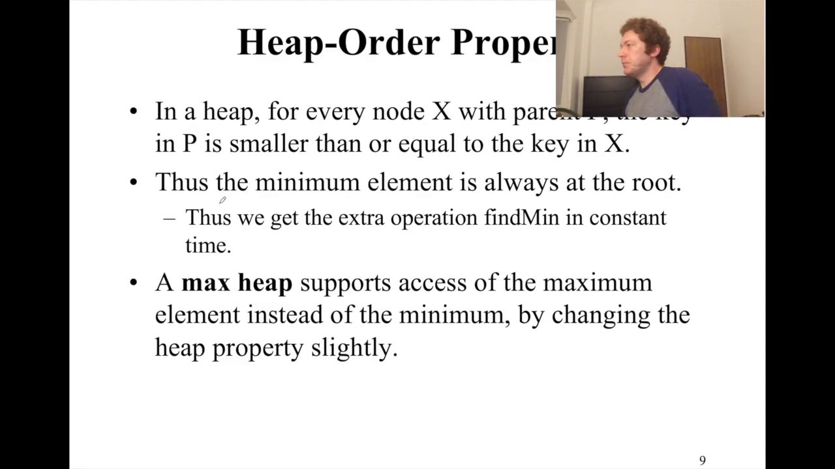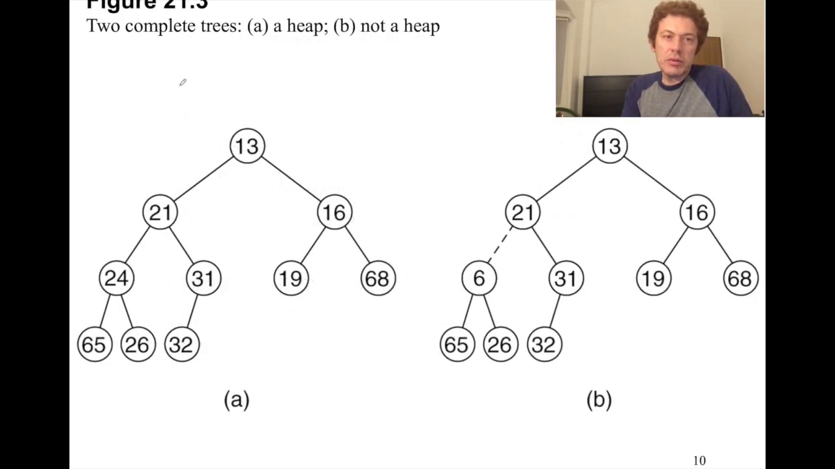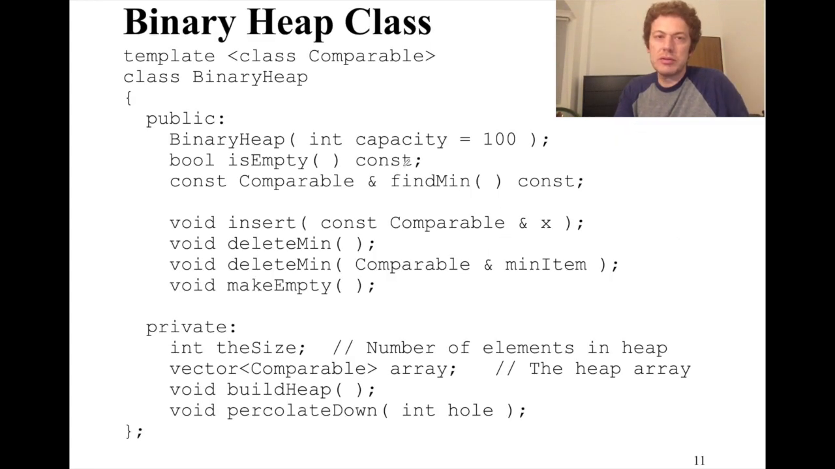Now, as far as the order property goes, for every node, that node is smaller than its children, if we are talking about the min heap. And if we are talking about the max heap, then for every node, that node is bigger than its children. So let's go with the minimum heap. Take any node like this, it is the minimum of these three. It is smaller than the children, and it holds for all the nodes. Here it doesn't hold. It holds for this node, but for this node there is a problem, because the child 6 is smaller than the parent. So it is not a heap.